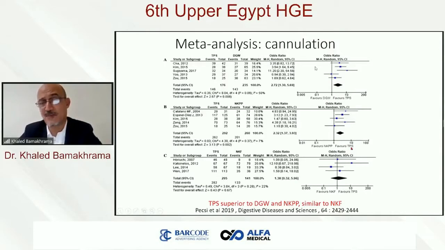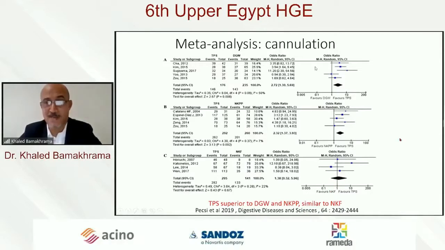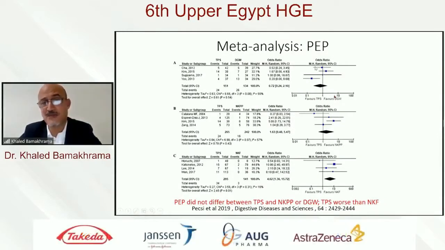If you compare transpancreatic sphincterotomy versus needle knife papillotomy, again, transpancreatic sphincterotomy is superior. Now, fistulotomy versus transpancreatic sphincterotomy, both of them are equal, in terms of the cannulations. While for post-ERCP pancreatitis, transpancreatic sphincterotomy versus double guide wire, both of them are equal.